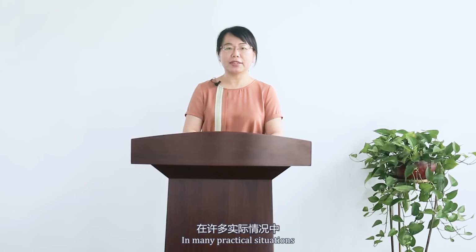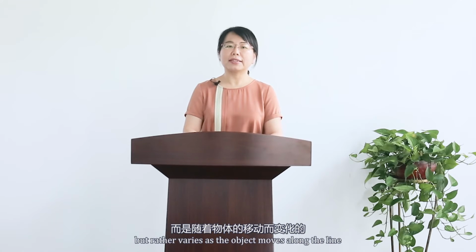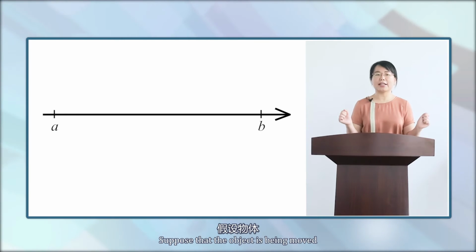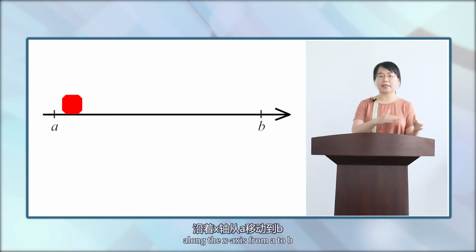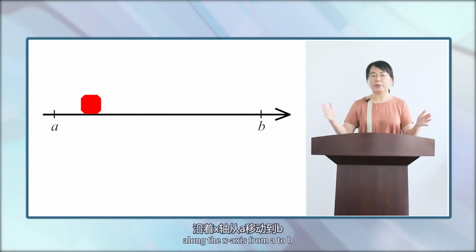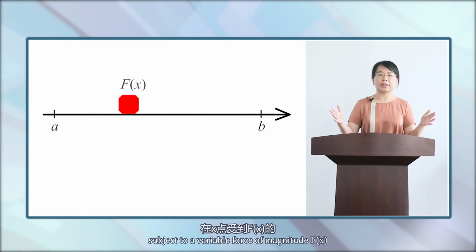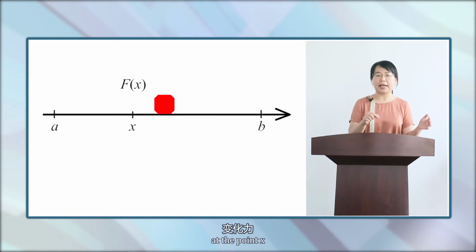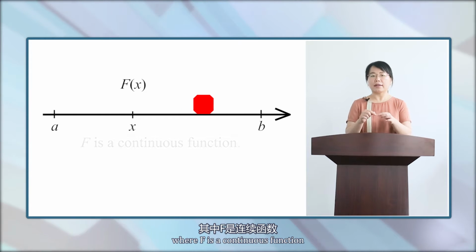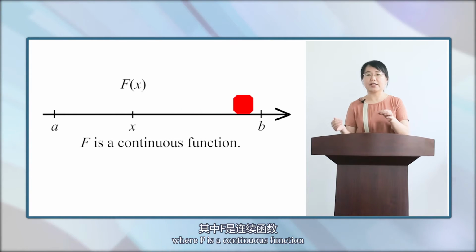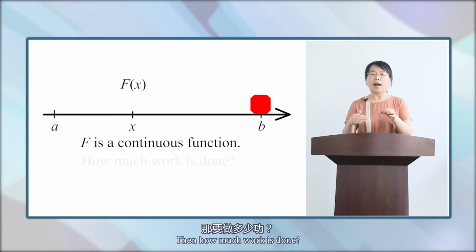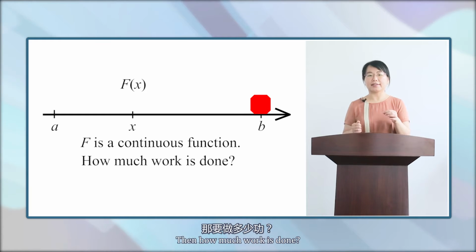In many practical situations, force is not constant, but rather varies as the object moves along the line. Suppose that the object is being moved along the x-axis from a to b, subject to a variable force of magnitude f of x at the point x, where f is a continuous function. Then, how much work is done?